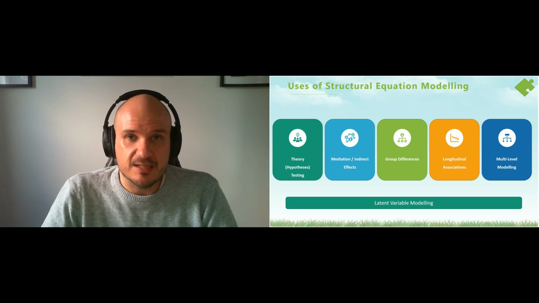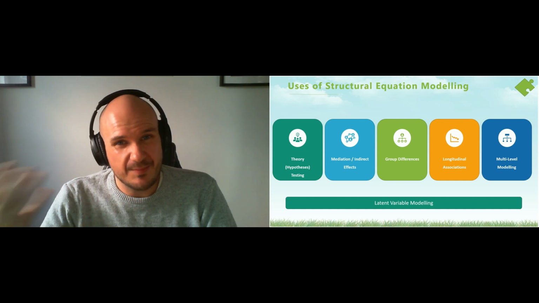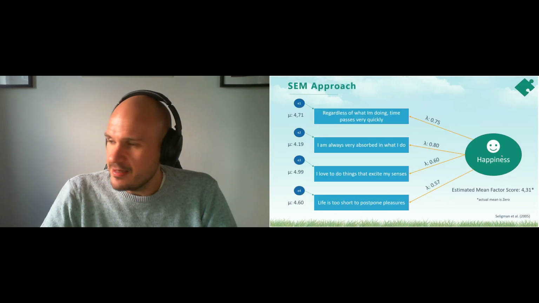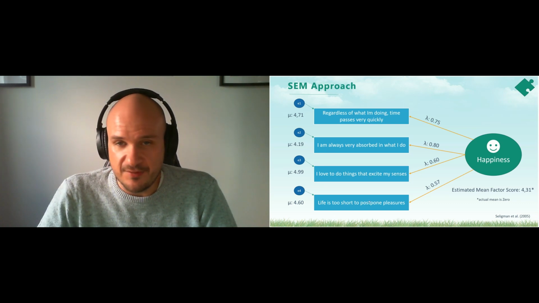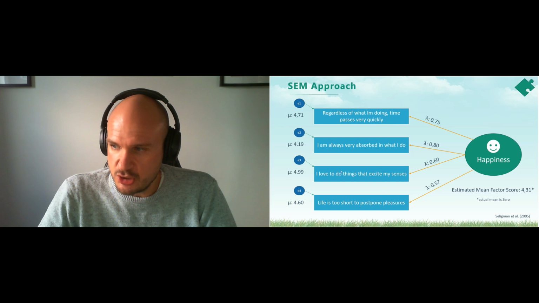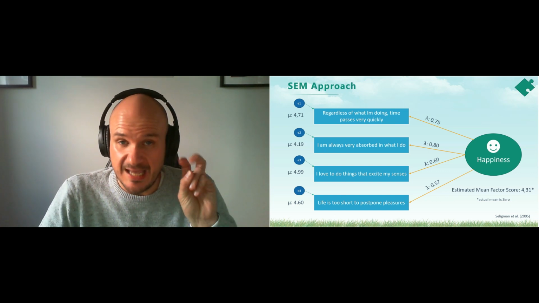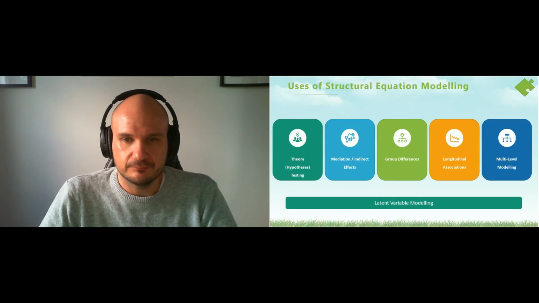And latent variable modeling is, again, taking observed things that we've asked, and we're estimating something that doesn't exist. So this happiness in our model doesn't exist, but it's a combination of these different factors. So we ask these questions. Based on these questions, we create that happiness thing that is unobserved. It doesn't exist practically in our data.